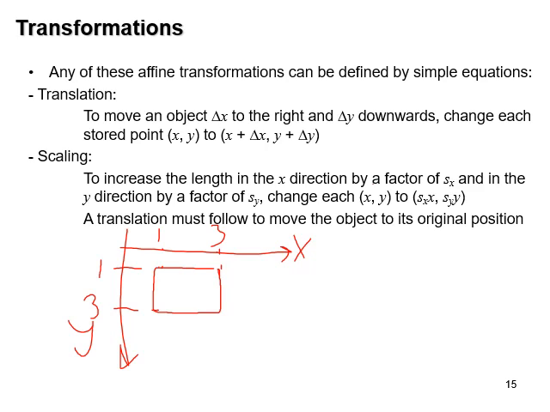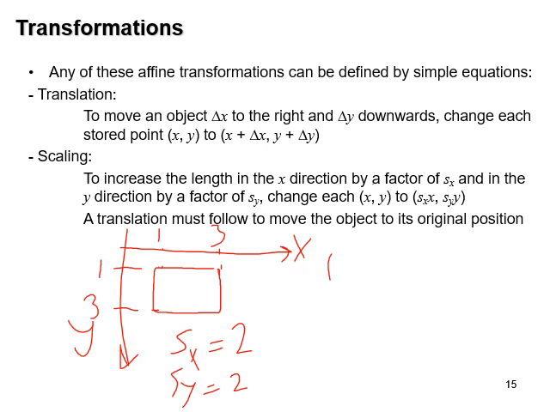Now, what if we want to double its size? To increase the length in the x direction by a factor of sx, and in the y direction by a factor of sy, we change each x, y to be sx multiplied by x and sy multiplied by y. So what does this mean? Let's assume we want to change the length in the x direction by a factor of 2 and the y direction by a factor of 2. So sx is equal to 2, and sy is equal to 2.